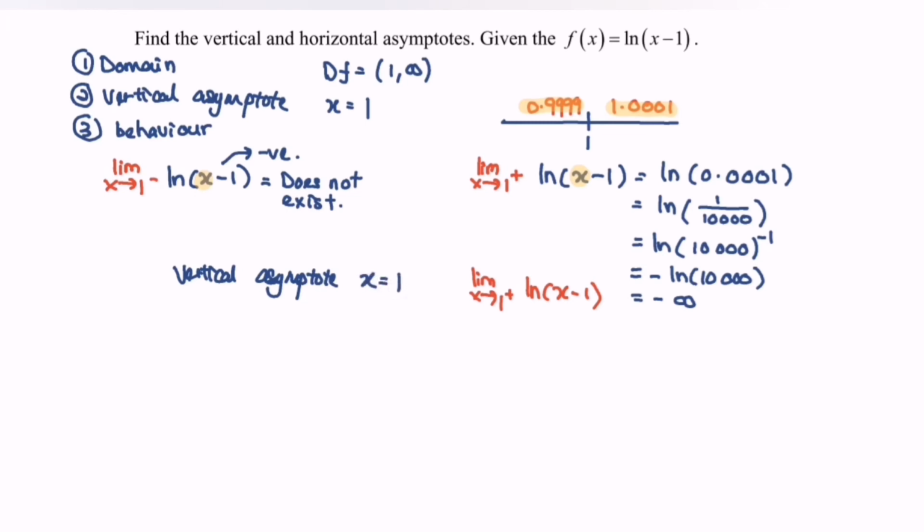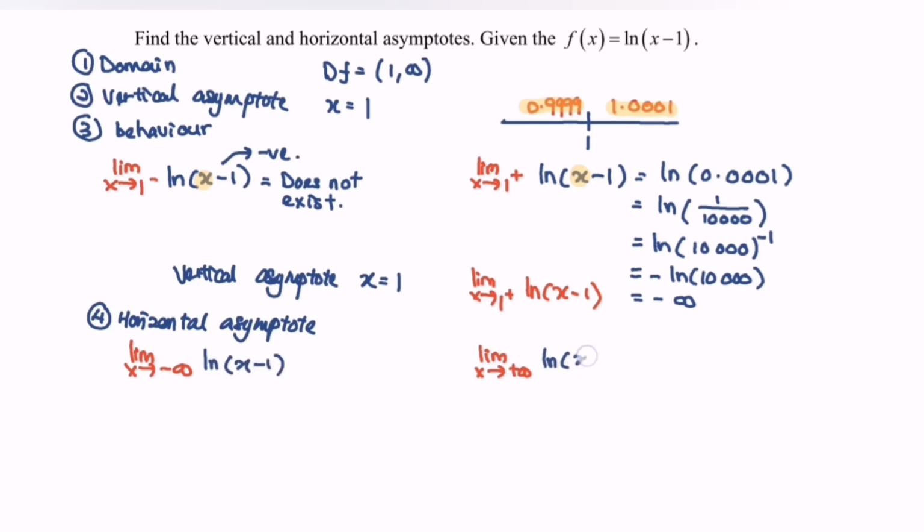Step number 4. Find the horizontal asymptote. So how to find the horizontal asymptote? Limit when x approaching negative infinity, limit when x approaching positive infinity, and kindly substitute the function ln(x - 1) for the left, ln(x - 1) for the right.